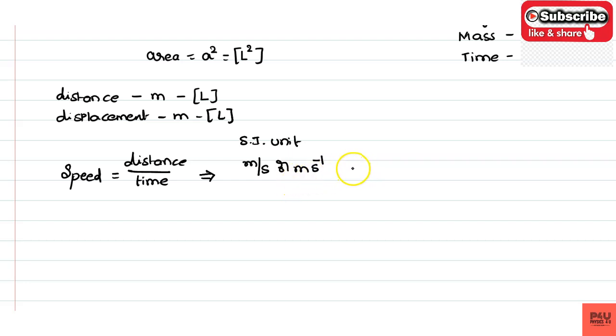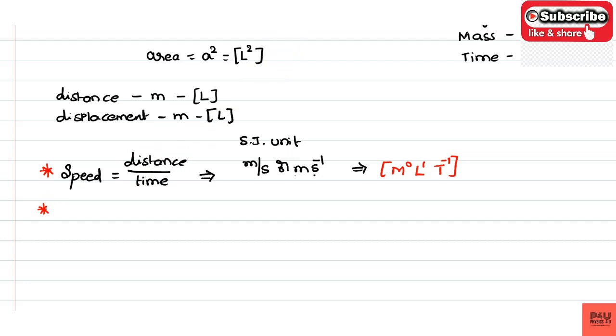How can you write the dimensional formula for this? Here meter is the unit of length and second is the unit of time. So mass is raised to the power 0, because there is no unit like kg or gram, length is raised to the power 1, and time is raised to the power -1. This is the dimensional formula for speed.